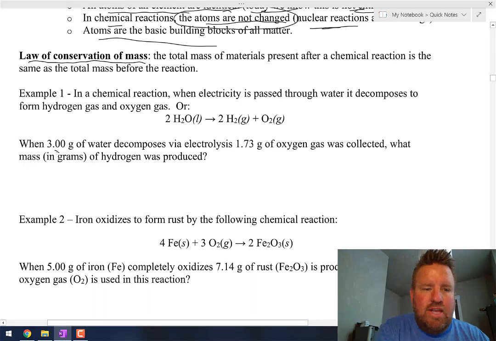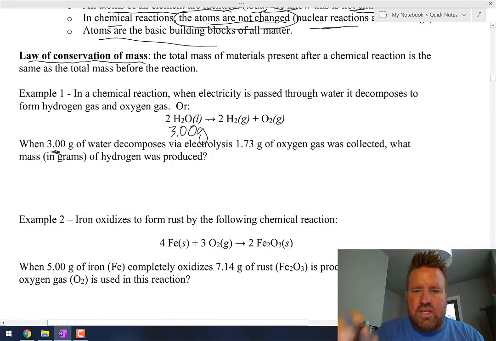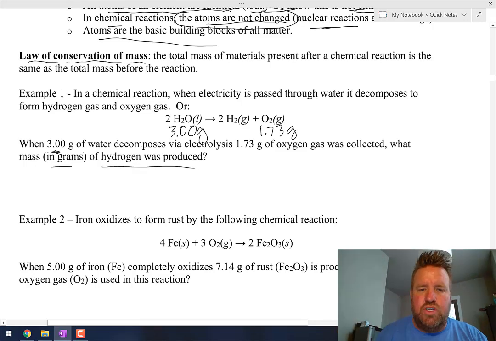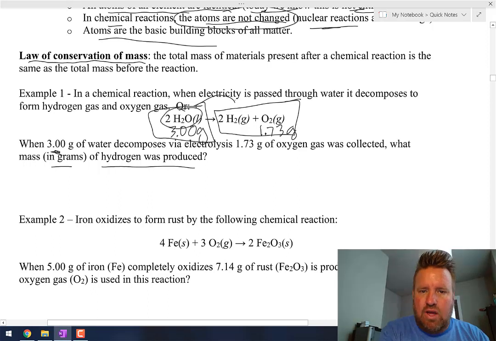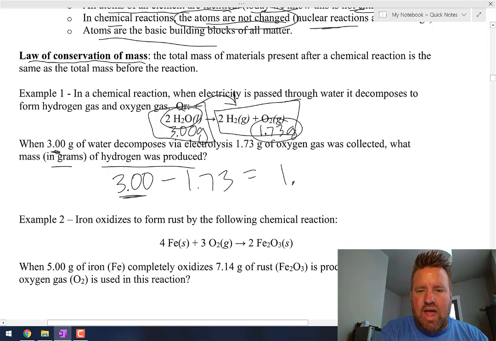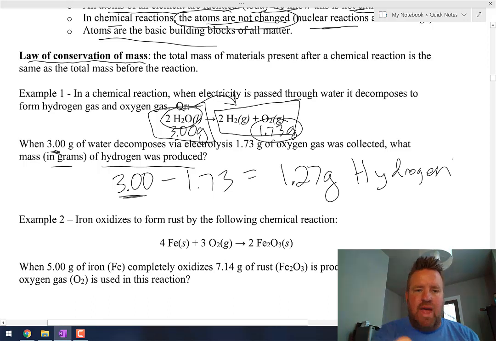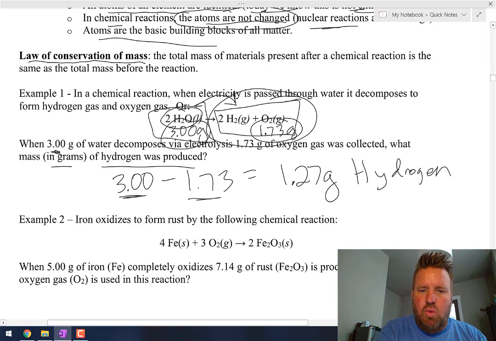So for example here, let's say we have 3 grams of water. So we've got 3.00 grams of H2O. And it's going to decompose via what's called electrolysis, and you get 1.73 grams of oxygen. The question is, what mass in grams of hydrogen was produced? Well, we know that the total mass of the reactants is 3, and therefore the total mass of the products must also equal 3 grams, because every single atom that's here has to also be over here on this side. So we can figure out how much hydrogen was produced by taking the mass of the reactants and simply subtracting the mass of one of the products. Whatever is left, 1.27 grams, is the mass of the hydrogen. So the mass of the reactants, 3 grams, has to equal the total mass of the products, 1.73 grams plus 1.27 grams gives us our 3 grams.